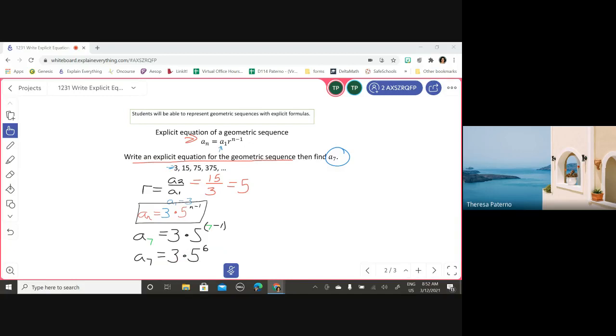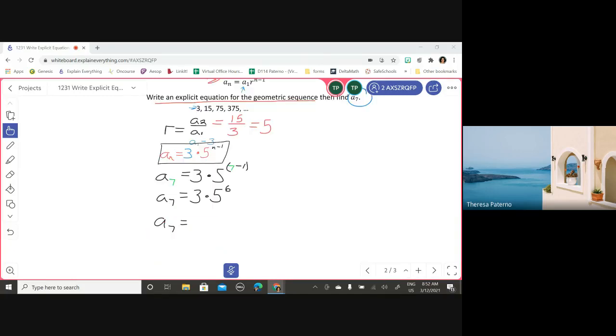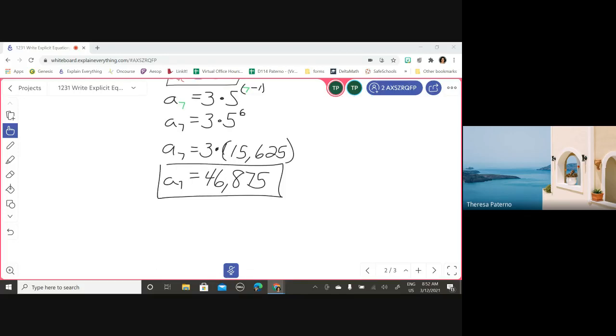And then the next thing in our order of operations is we're going to evaluate the exponents. So 5 to the power of 6 is 15,625. And then finally multiply by 3. 46,875. So our seventh term is 46,875.